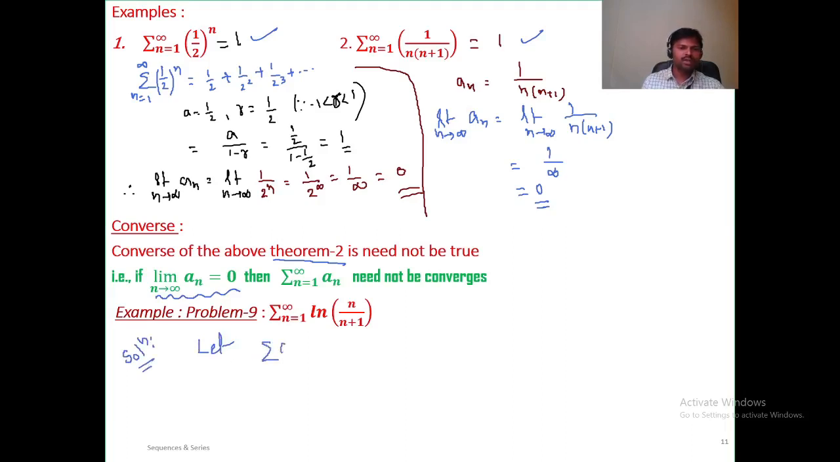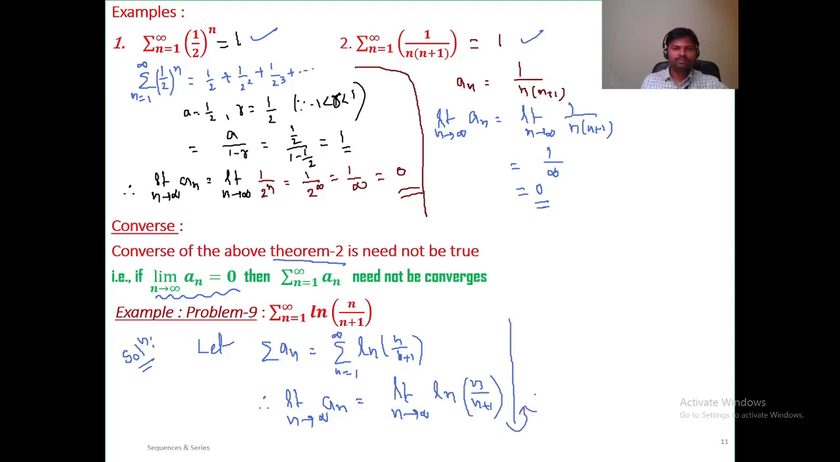Let the series Σ aₙ be the series of the natural logarithm function of n upon n plus 1, where n is running from 1 to infinity. Therefore, what is the limit as n tends to infinity of the nth term? The limit as n tends to infinity of ln of n by n plus 1. So what is this?